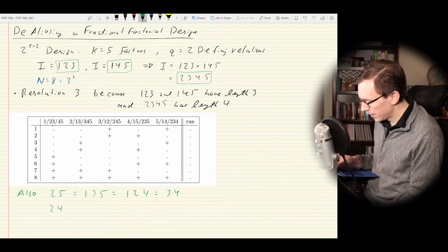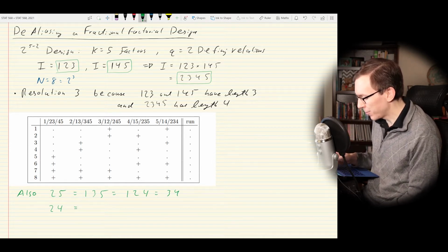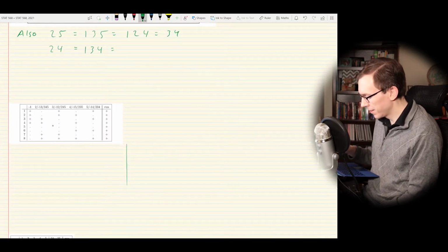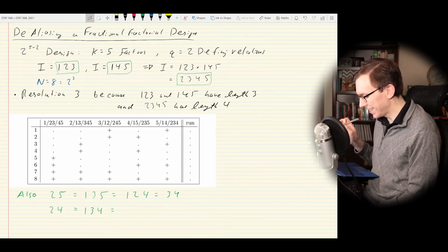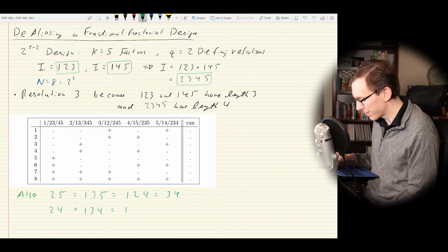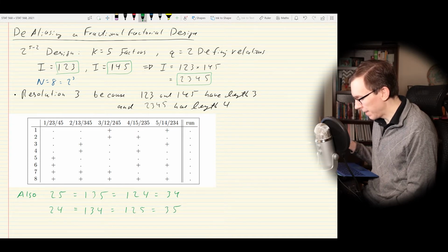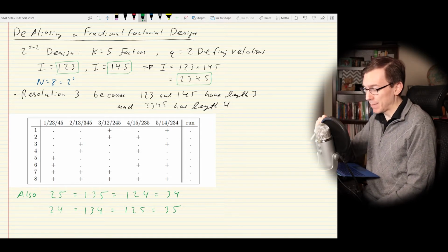Good. So if we take our 2, 4, what we find is that that one is also aliased with 1, 3, 4. It's aliased with 1, 2, 5. Basically, we are swapping the 4 and the 5 basically everywhere. So we have a 1, 2, 5 here, and in the last case, we're going to have a 3, 5. And that looks good. Okay, so these would be the 7 things that we can estimate.